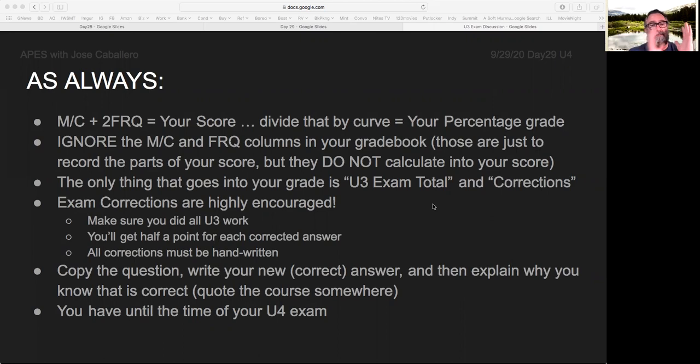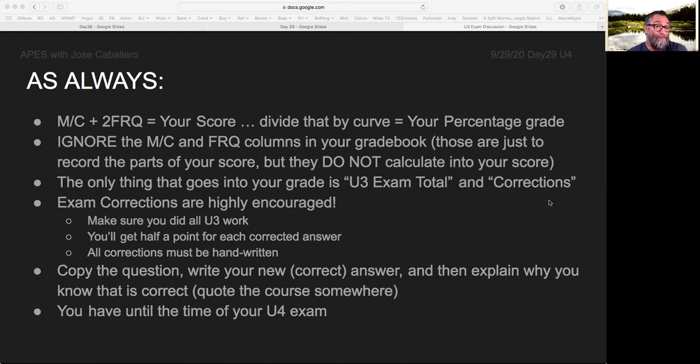Anything that it says in the multiple choice column or the free response question column is not relevant because we don't grade those as separate things in the grade book. Those are just to record the parts of your score, but they do not calculate into your class grade. The only thing that goes into your class grade is the unit exam total and the corrections that you add on top. Speaking of corrections, I can't stress enough how much I recommend that you do that.